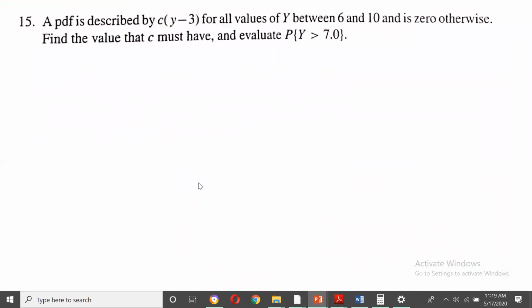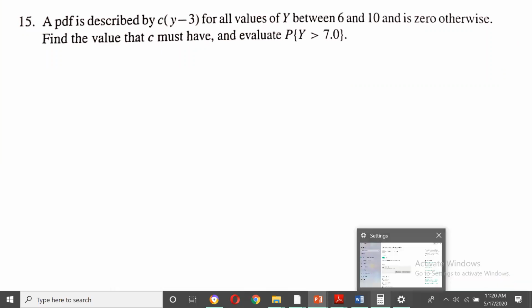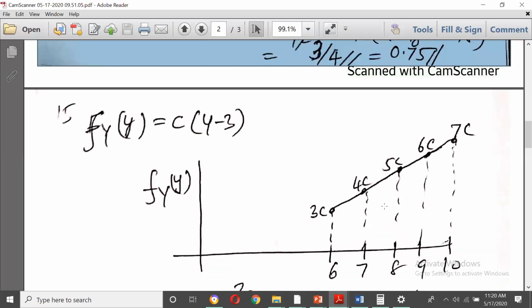Then we can come to a similar example in question number 15, if you see there. So in the 15, what do we have? c(y minus 3) for all values between 6 to 10. Find P of y greater than 7.0. So between 6 to 10, it is c into y minus 3. So at 6, it will be 3c. At 7, it will be 4c. At 8, it will be 5c.